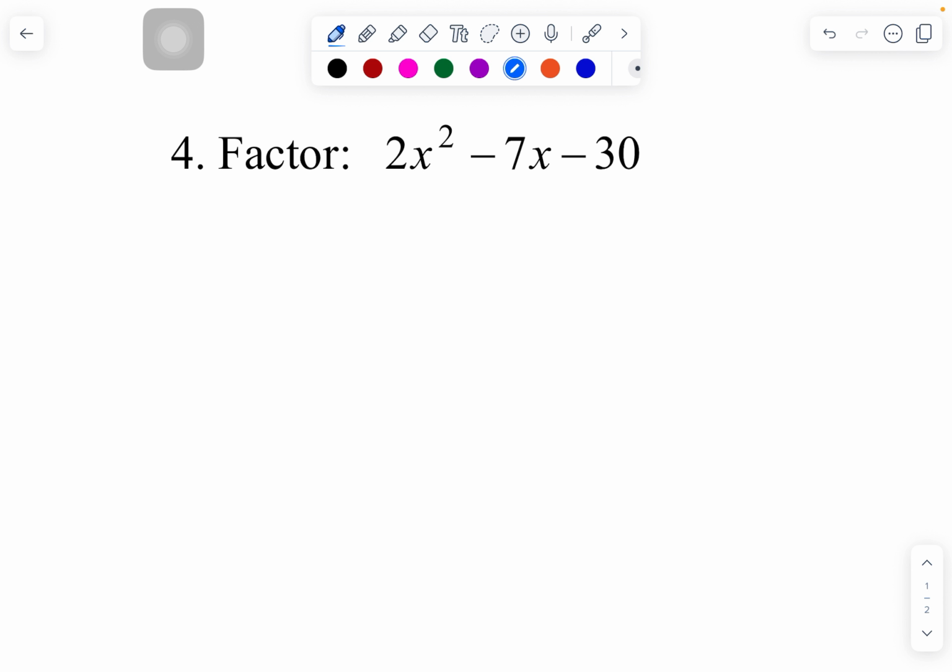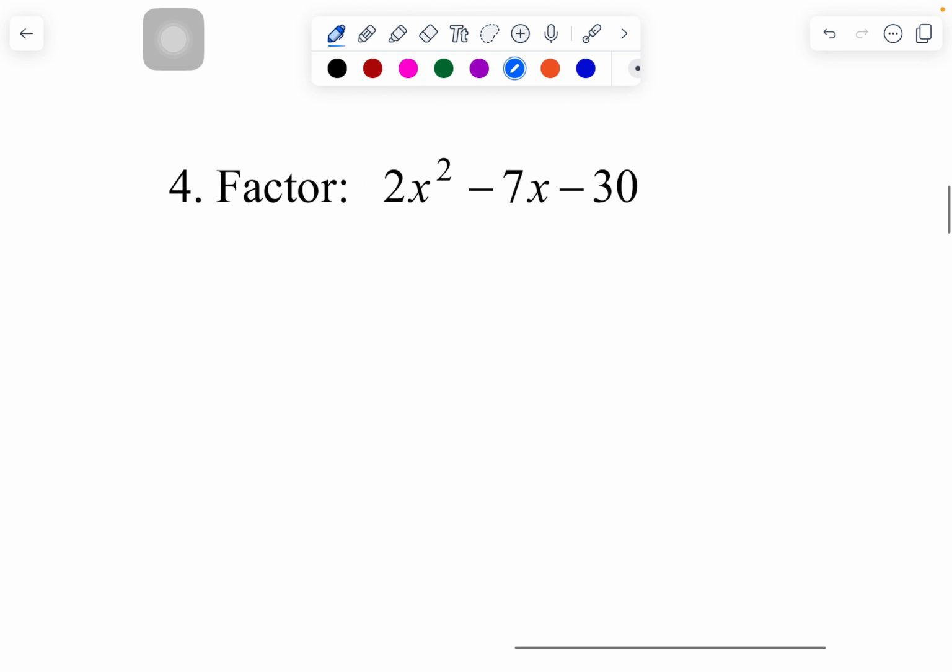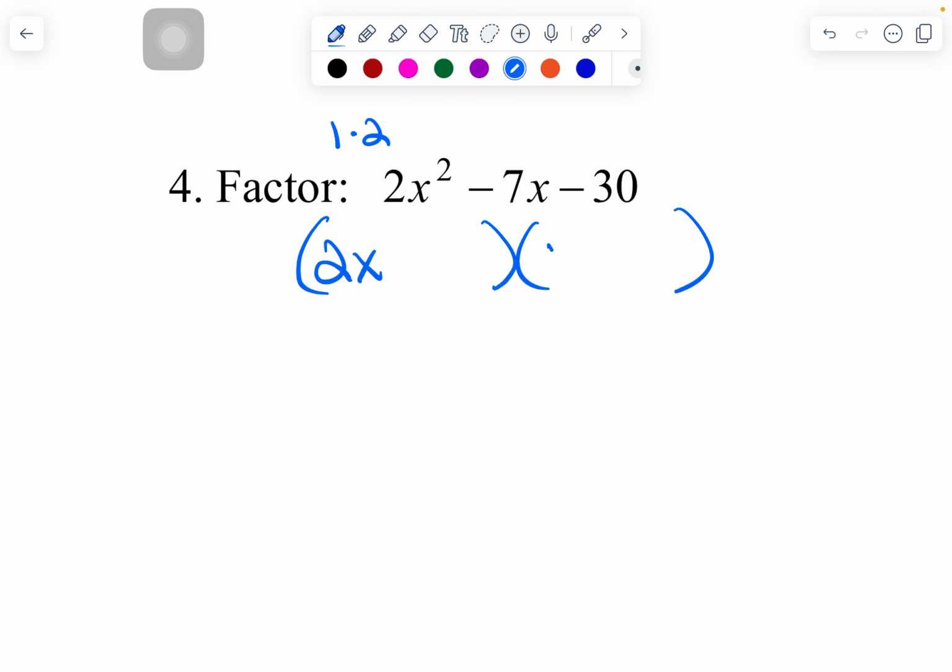So problem number 4 here, the first thing I want to look for is, of course, a GCF, because if I can take out a GCF, I want to take out a GCF. And unfortunately, 7 divided by 2 is not going to work out for me. So I can't do that. I am going to go into guess and check here. What multiplies to 2? Well, 2 and 1. So 2x and x. Remember I said you didn't have to write the 1. I'm not going to here.